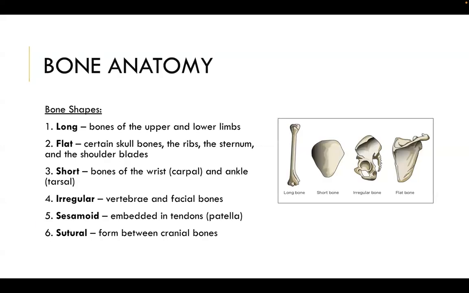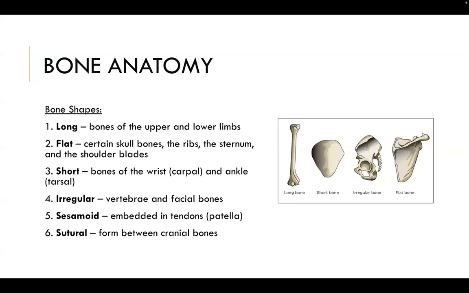And then we have sesamoid bones. These are a specific type of bone embedded into tendons. An example of a sesamoid bone is the patella or the kneecap. It's given that name because it's shaped similar to a sesame seed. Now, obviously, the patella is a lot bigger, but that's just where the name originates.